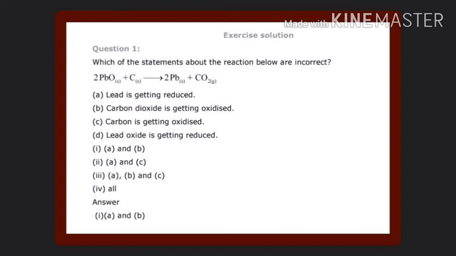And then again, C, that is carbon, is gaining oxygen. So your carbon is getting oxidized. Hence C is also correct. Therefore the correct options are C and D. The question is which are the incorrect ones. So the incorrect ones are A and B automatically. Like that, try to identify your question. So your option is 1, that is A and B. Those are the incorrect options.